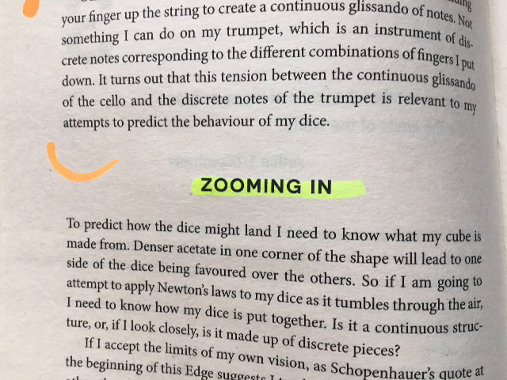Is it a continuous structure, or if I look closely, is it made up of discrete pieces? If I accept the limits of my own vision, then I can't see anything other than the clear red acetate that makes up the dice. But with an optical microscope, I can magnify the dice by a factor of 1500, which would scale my dice up to the size of a large building.